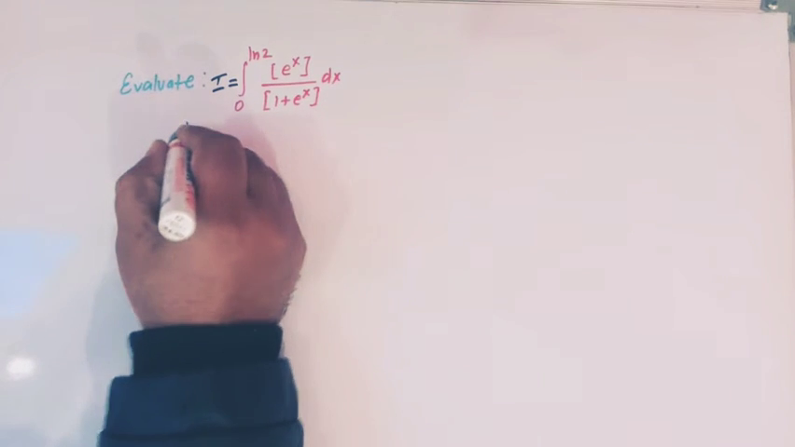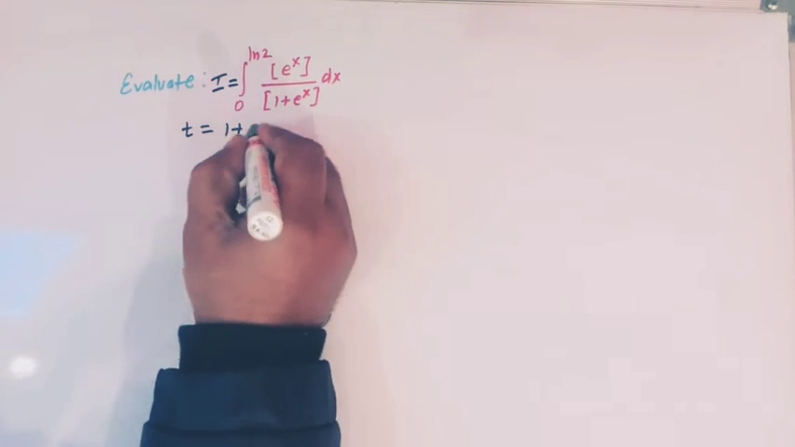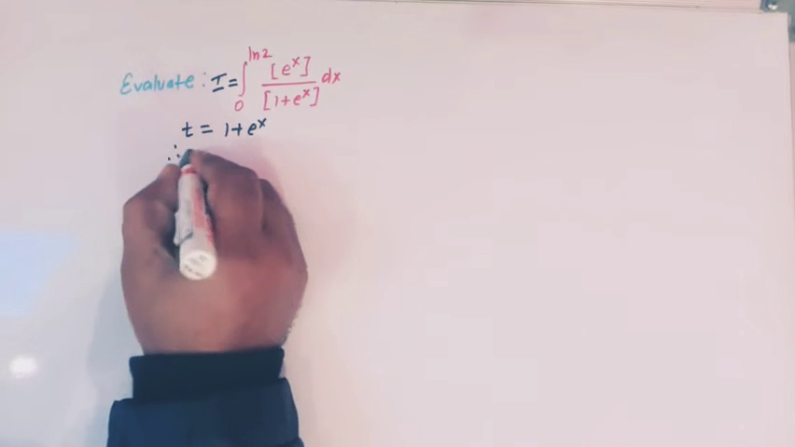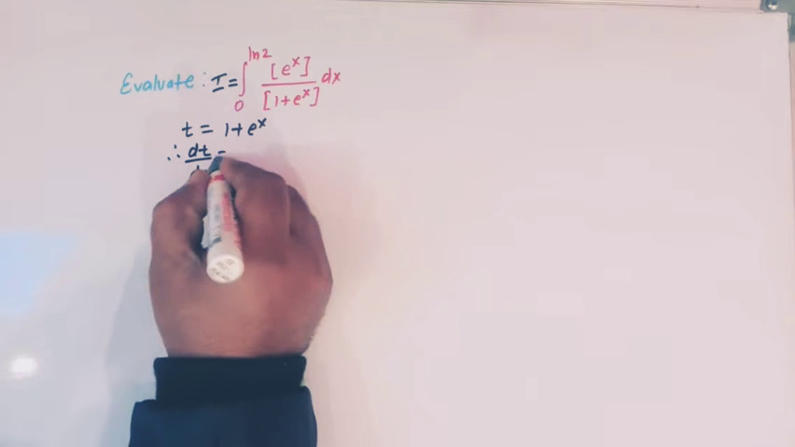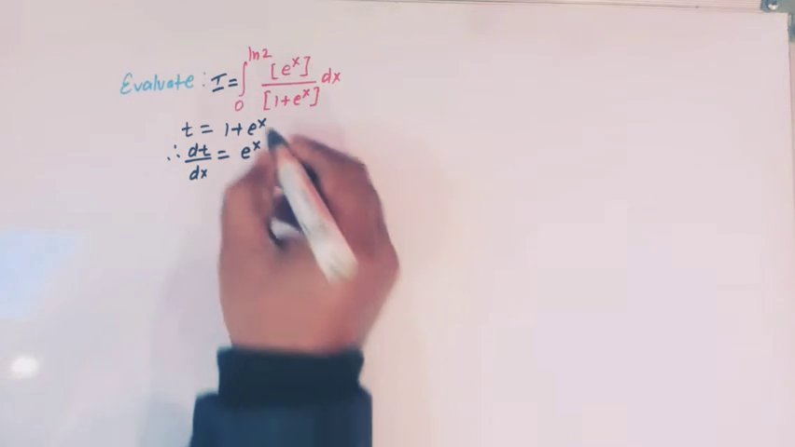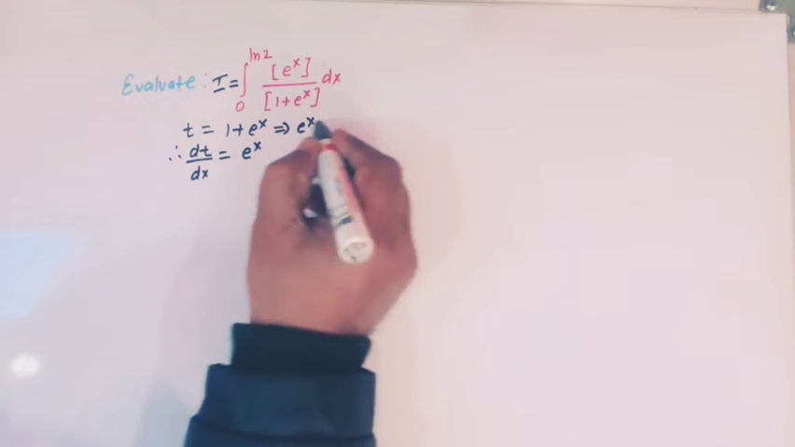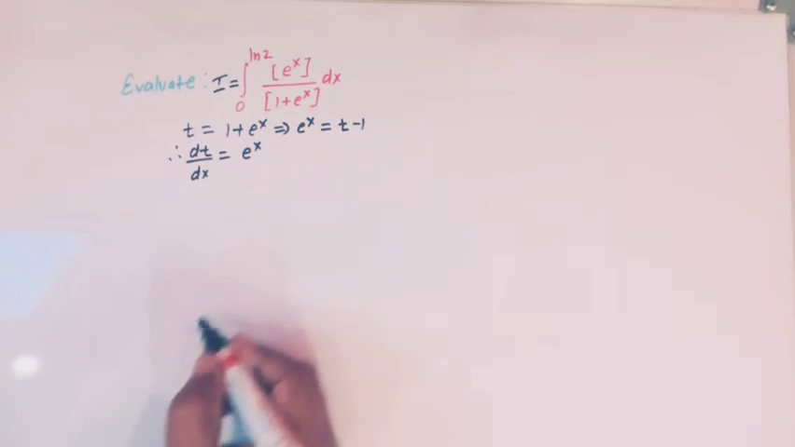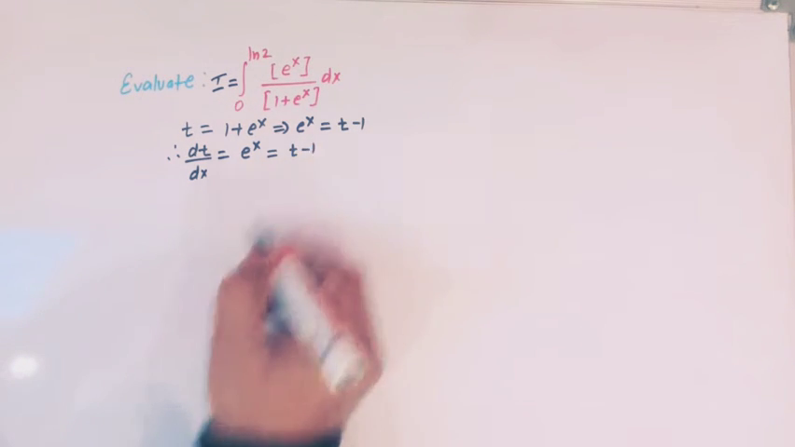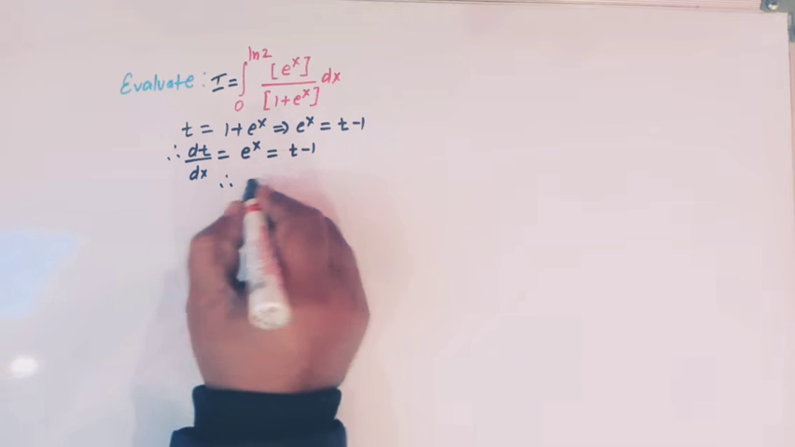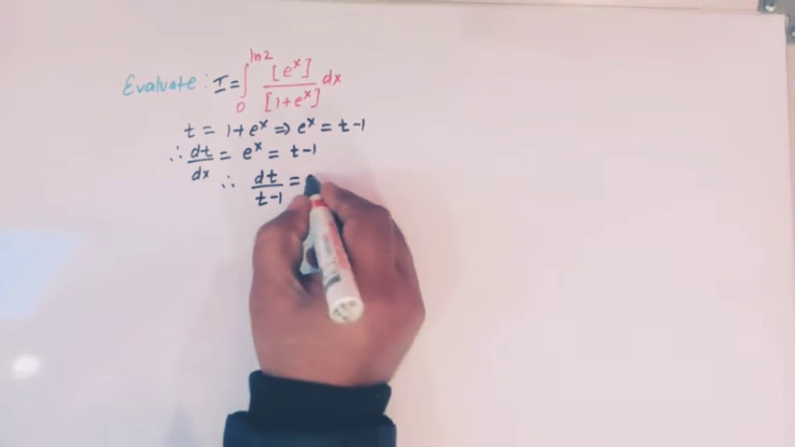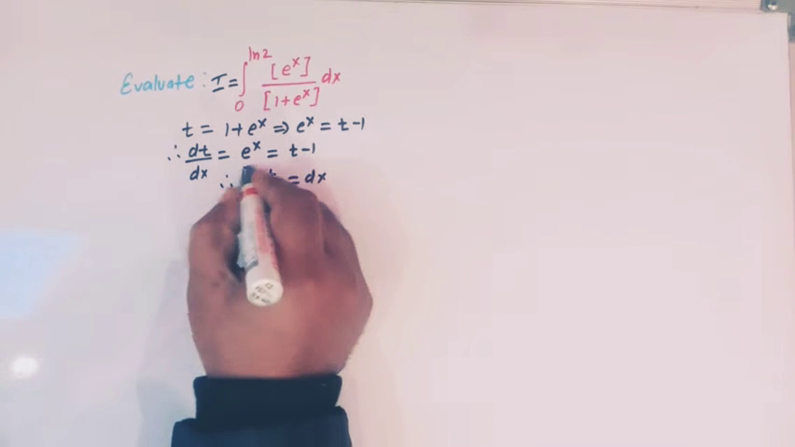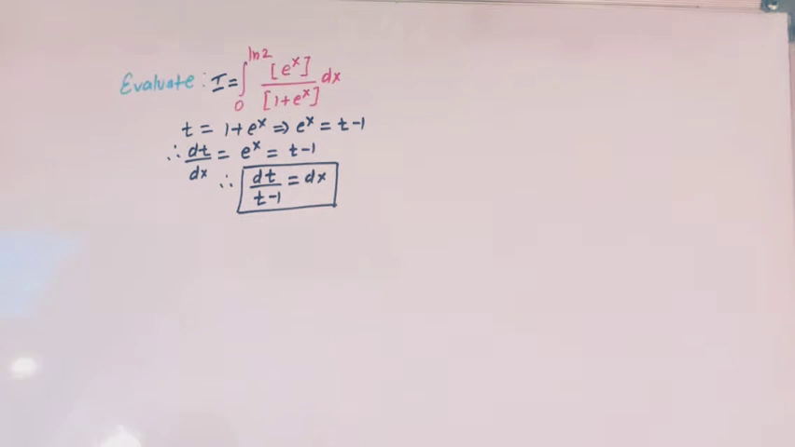Let us substitute t equal to 1 plus e raised to x. Therefore dt over dx is equal to e raised to x, and from here e raised to x is equal to t minus 1. So dt over t minus 1 is equal to dx. This is the first relation.